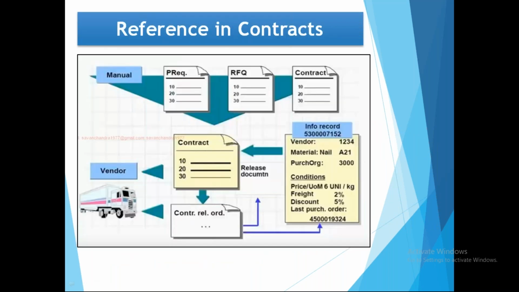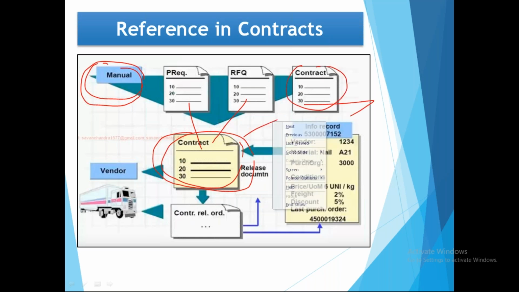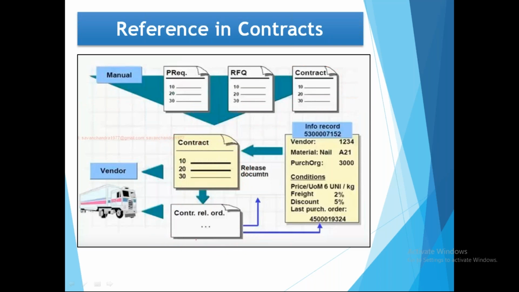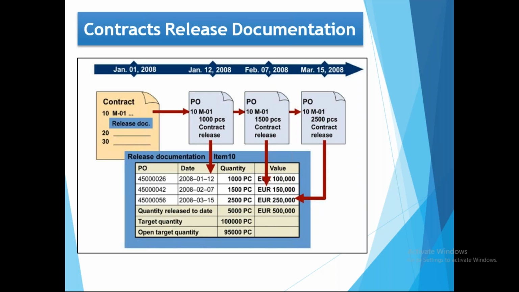So there are two types of contracts. Whenever you create a contract, you can create it manually, or with reference to a purchase requisition, a request for quotation, or an already existing contract. Now using this contract, you will be creating the purchase orders, which are called contract release orders. So you create a contract.